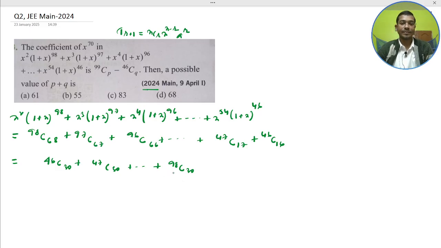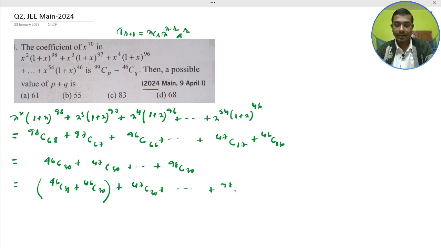We apply the term that T((n+1)/2) = nC((n−1)/2) x^((n+1)/2) a^((n−1)/2). I write in your chapter summary class that if n is odd or even, what is the middle term? So now combine 46C31 plus 46C30, 47C30, plus dot dot dot plus 98C30 minus 46C31. This would be what?